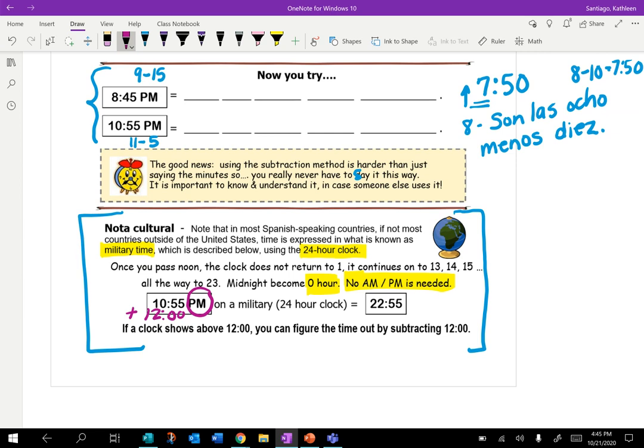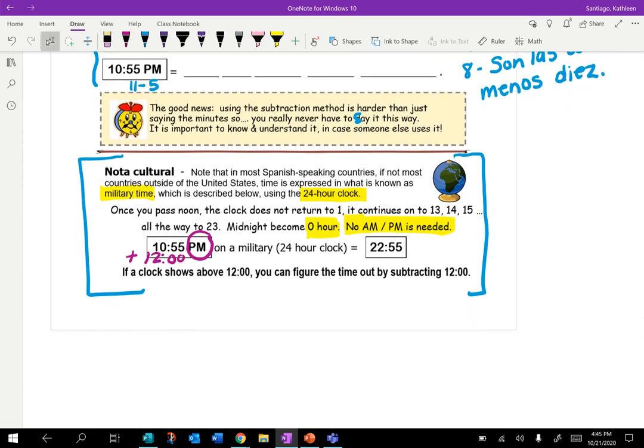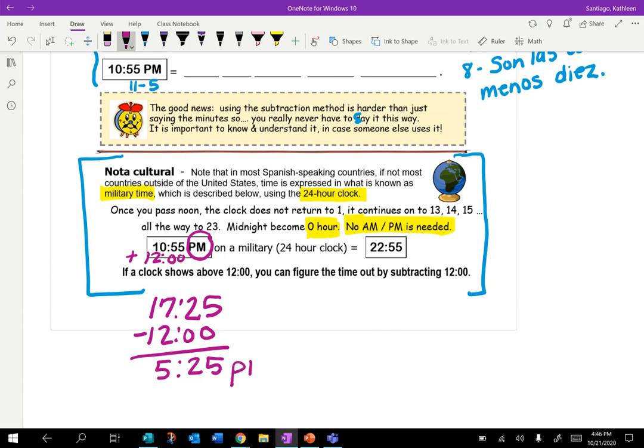So let's look at a couple of examples. If I'm looking at a 24-hour clock and it is above 12, let's say that it is 17:25. To figure out what that is for us, all I need to do is subtract 12. I'm going to keep the 25 minutes and I'm going to subtract 7 minus 2 is 5. So it is 5:25 p.m.